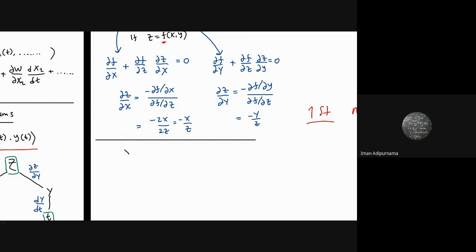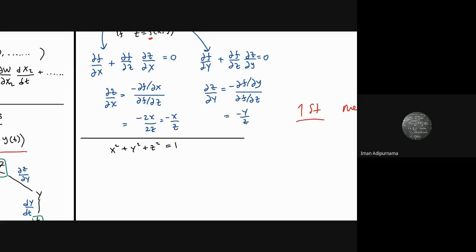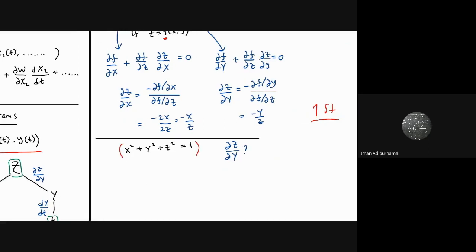Okay, so when you have x squared plus y squared plus z squared equal 1, and you want to solve implicitly, let's say you want to find dou z dou y. From here, you can differentiate with respect to y. So okay, you can do it directly implicit.